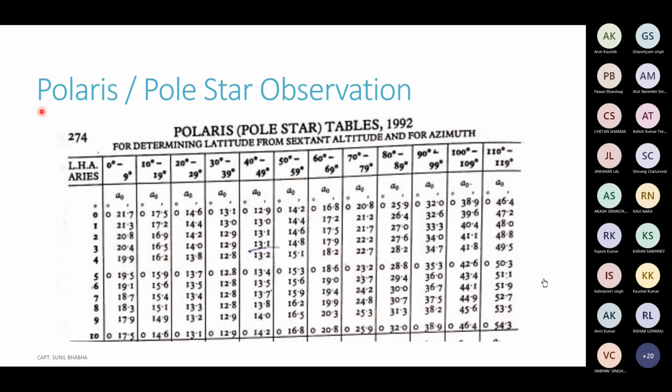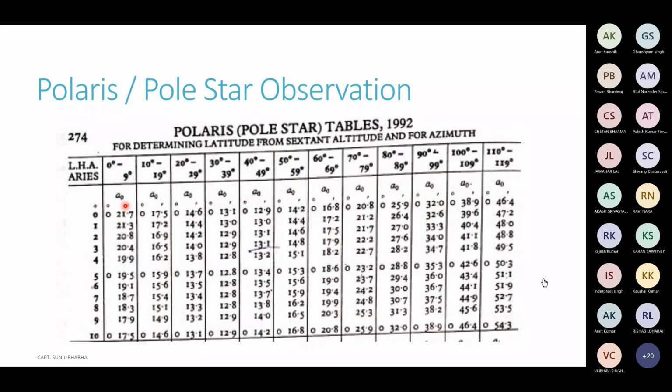These parts are known as A0. You can see the A0 correction on this screen, and later on I'll show you the next two corrections. The second correction is known as the A1 correction, and the third is known as the A2 correction. So we will see the Polaris table in detail now, and we will understand how these three different corrections are picked up from the table to be applied to the altitude of the pole star.